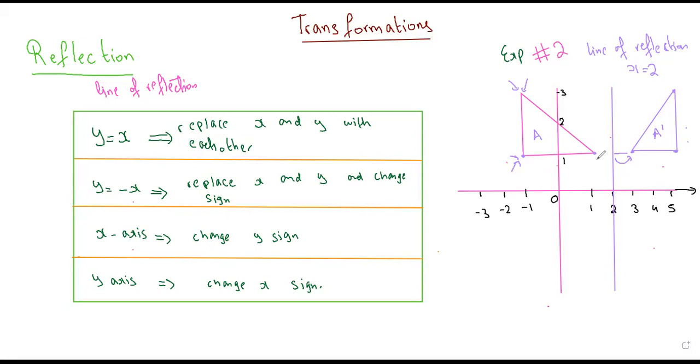Okay. Now we are done with reflection. Obviously, we'll do past paper questions once we are done with this chapter. But for now, reflection is done. The next type is rotation. That is the last type for today. So we are going to talk about the second type, that is rotation.